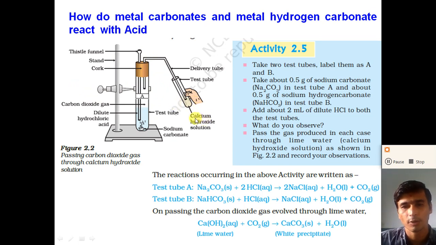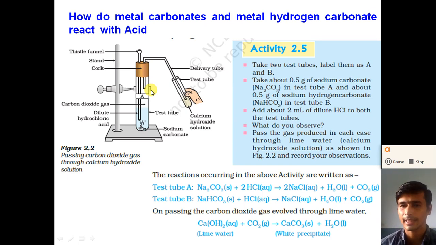What do you observe? So what gas is produced by the reaction of metal carbonates and metal hydrogen carbonates with an acid? In that case you observe that carbon dioxide gas is released when metal carbonates and metal hydrogen carbonates react with the acid. So dear student, when the metal carbonate Na2CO3, sodium carbonate, reacts with hydrochloric acid, it produces the salt, water and carbon dioxide gas.